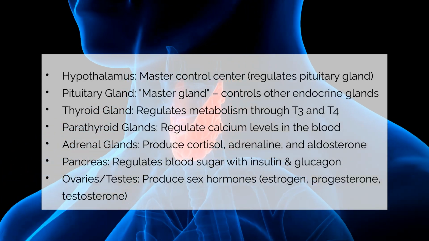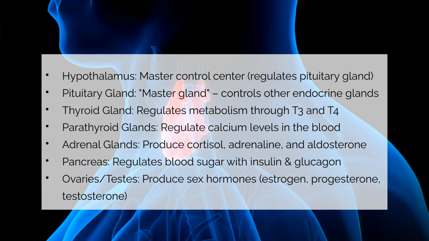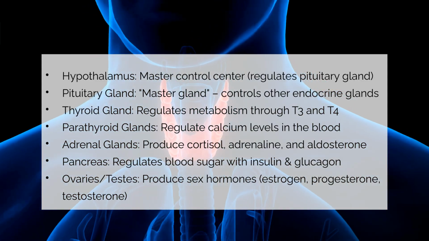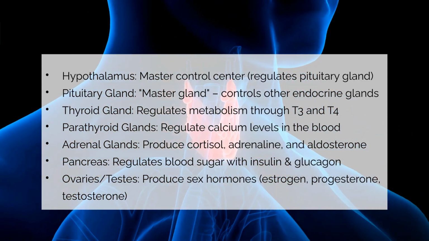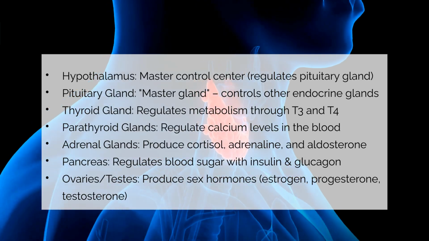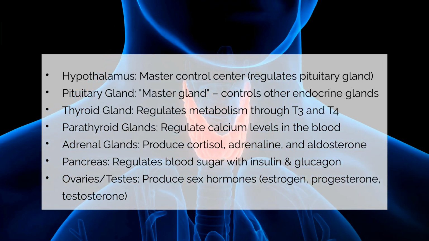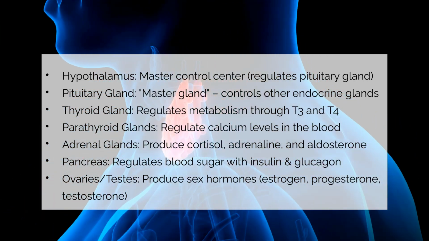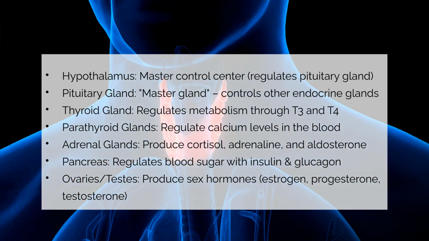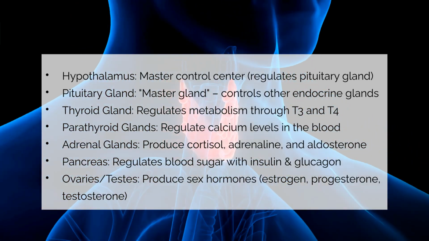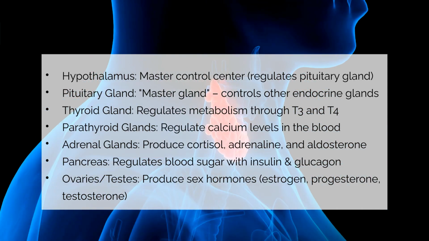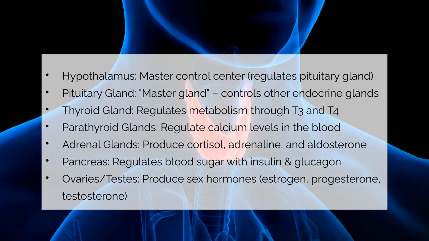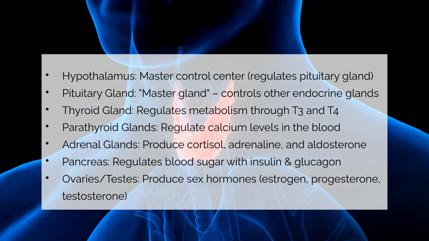Now, let's take a look at the key organs and glands of the endocrine system. Think of the endocrine system as a network of glands that secrete hormones directly into the bloodstream. Here are the main glands. Hypothalamus. Located in the brain, the hypothalamus is the control center. It produces hormones that regulate the release of hormones from the pituitary gland. The hypothalamus essentially tells the pituitary gland what to do.